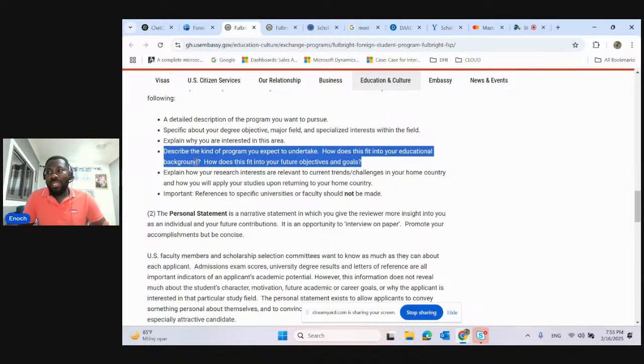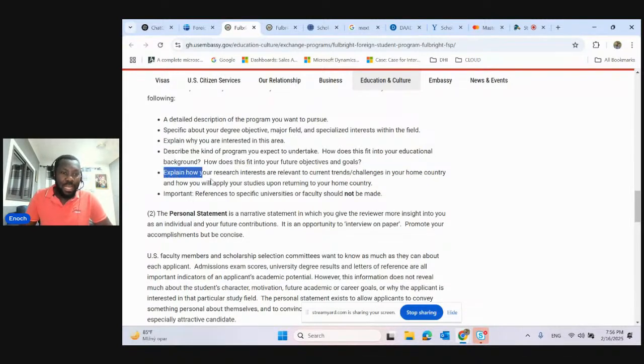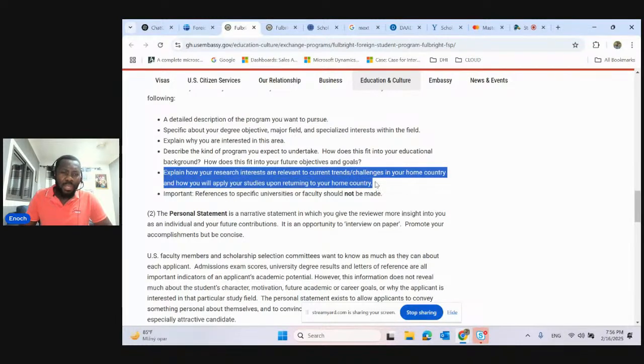But if you are just deviating from economics to psychology just because you think it's easy to learn psychology or it's offering a scholarship, that will not be a convincing statement or purpose enough to warrant you a scholarship to study. Explain how your research interests are relevant to current trends and changes in your home country, and how you will apply your study upon returning to your home country.